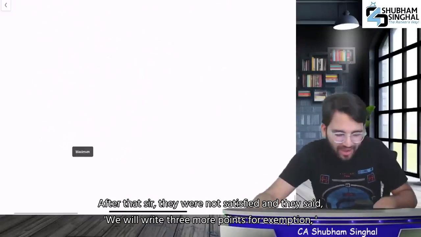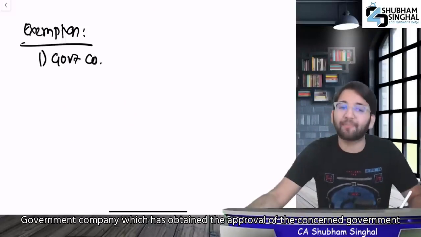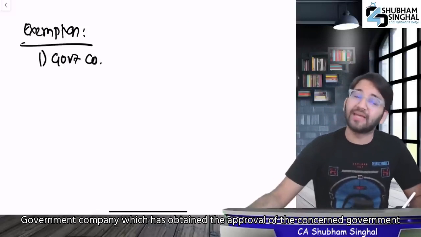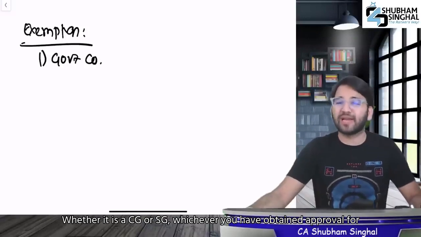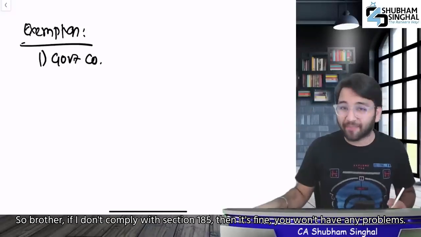Then they wrote 3 more points for exemption. There are 3 more kinds of companies to which the provision will not be applicable. First, a government company which has obtained the approval of the concerned government, whether CG or SG. It need not comply with Section 185, it's fine. You won't have any problems.